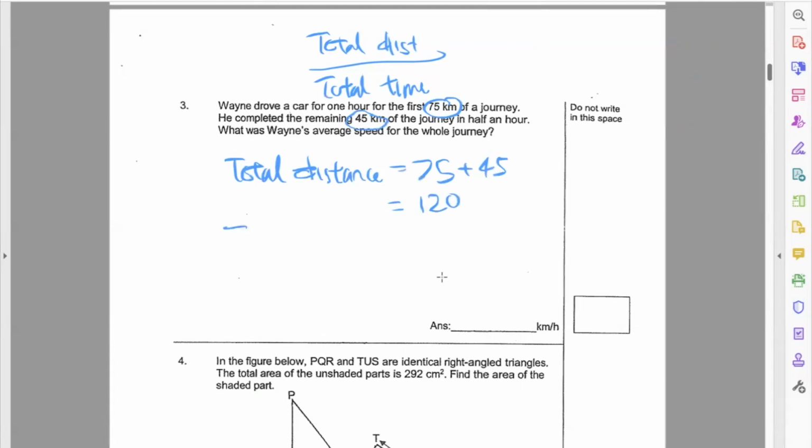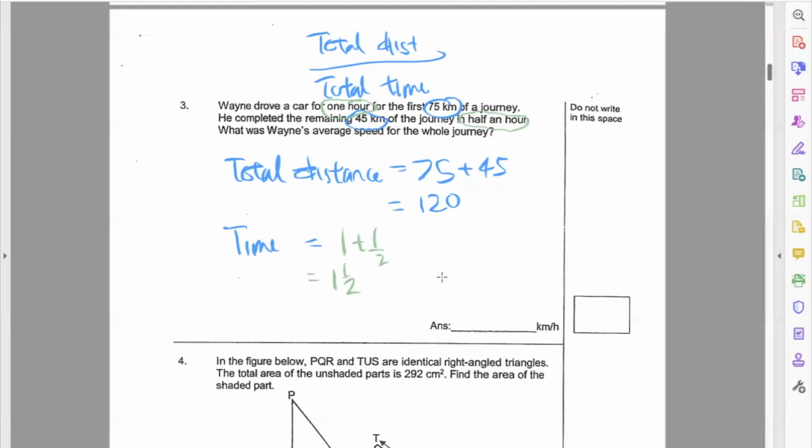Let's look at the time. For the first part of the journey, Wayne took 1 hour. For the second part of the journey, Wayne took half an hour. So the total time taken for the entire journey is 1.5 hours.